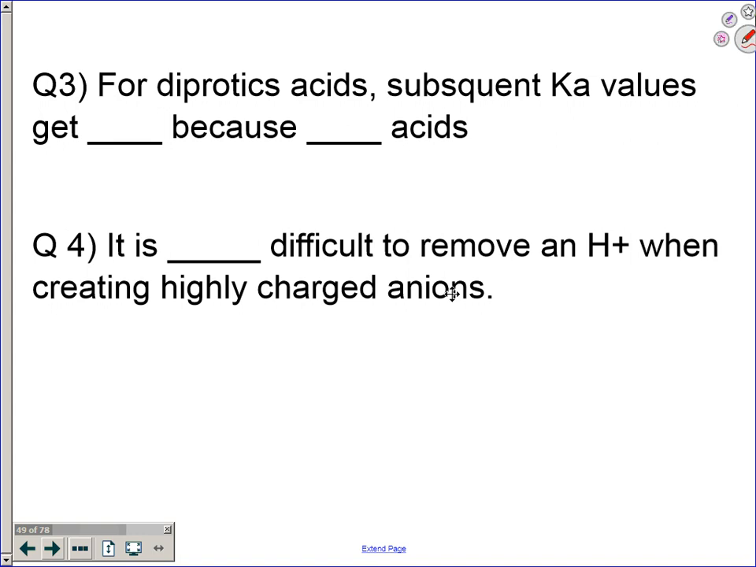So first question, and this is a little bit from your reading, we're going to fill in the blanks here. For diprotic acids, subsequent Ka values get larger or smaller? Smaller, because are they weaker or stronger acids as they deprotonate? Weaker, right? Smaller Kas are weaker.